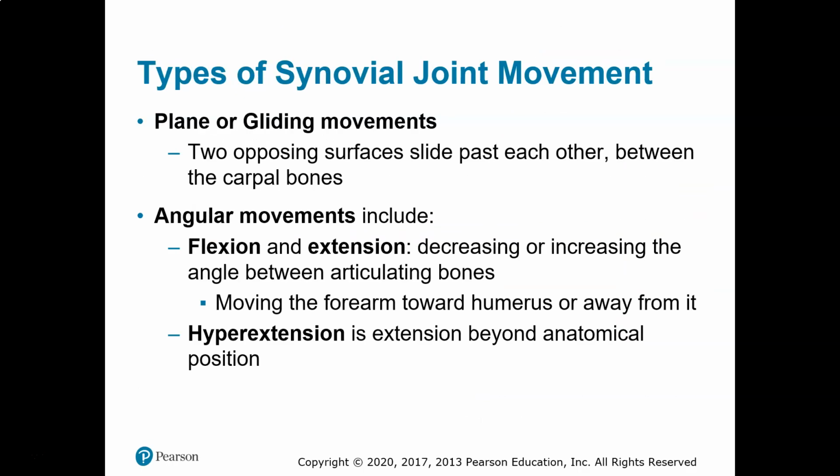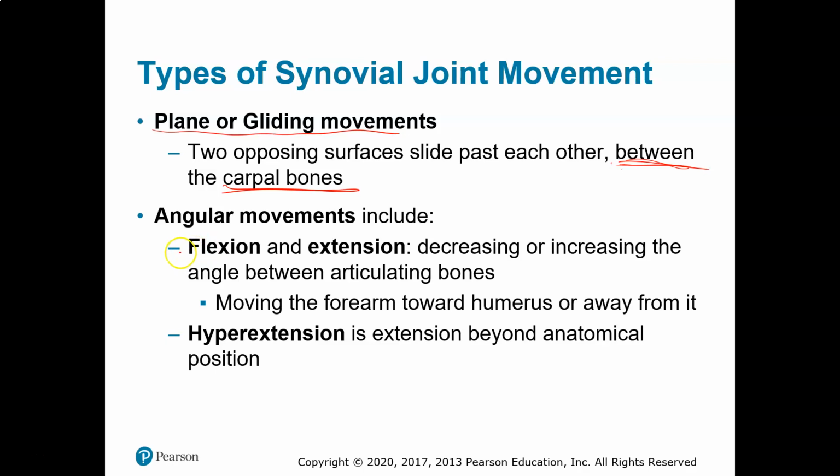As far as types of synovial joints and types of movements, there is plane or gliding movement. Between the carpal bones is an example of that. You don't really see that, you don't really feel that, but they do. Whenever your wrist moves or your hand moves, those bones do move a little bit. They glide a little bit past each other.